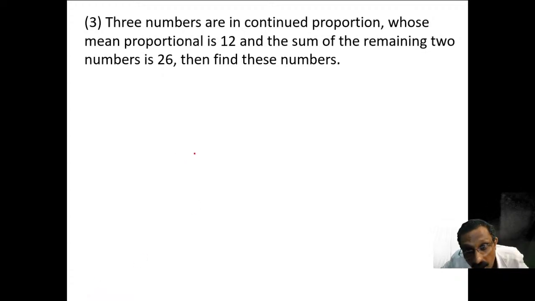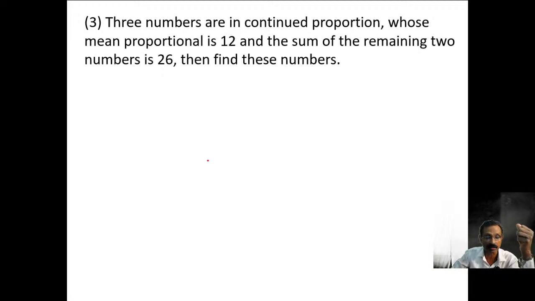Three numbers are in continued proportion. The mean proportion is 12 and the sum of the remaining two numbers is 26. Then find these numbers. How do we find these numbers? To find these numbers, let us first take three numbers which are in continued proportion and let us try to solve that.